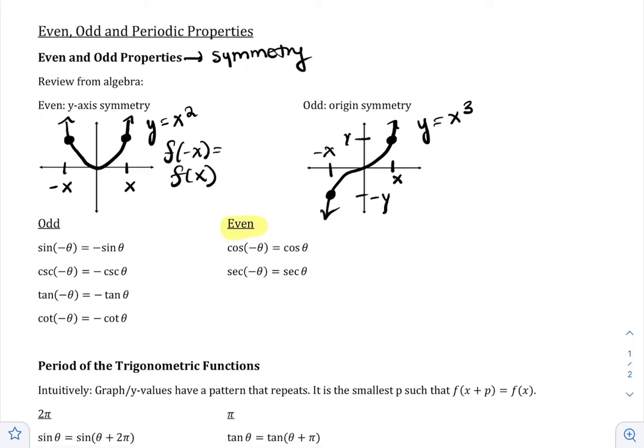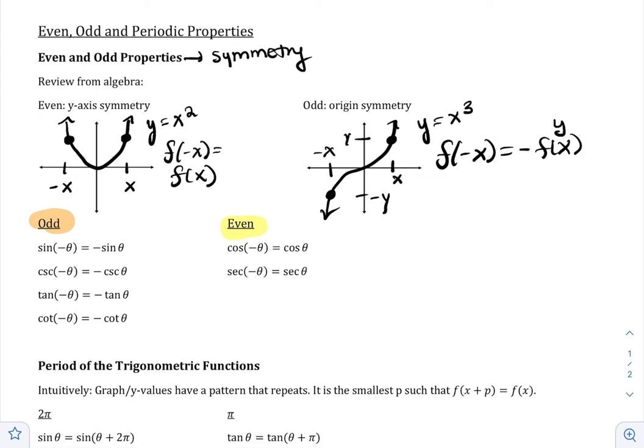So that means that when you plug in the negative version of the x, it gives you the negative version of the y, because remember, f of x is y. So when you plug in negative x, that means negative f of x. They both change sign. So our odd functions are the other four: sine, cosecant, tangent, and cotangent.